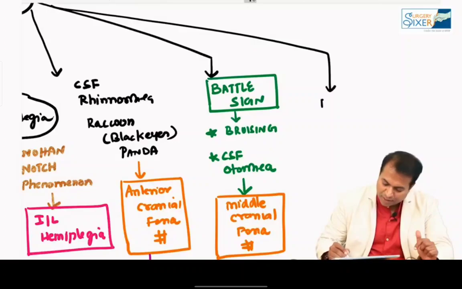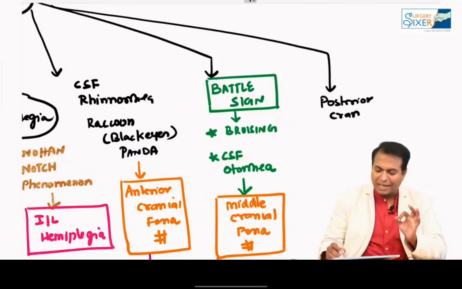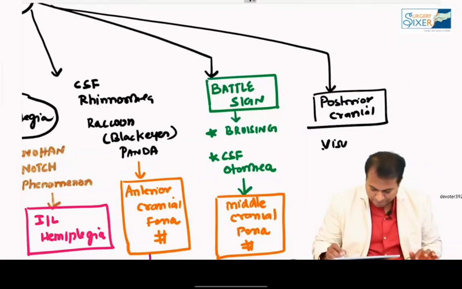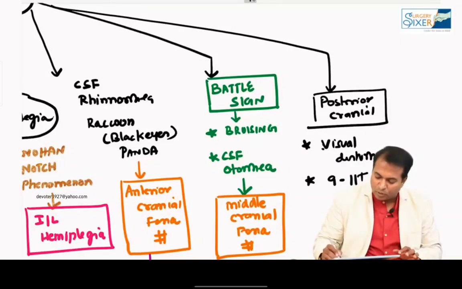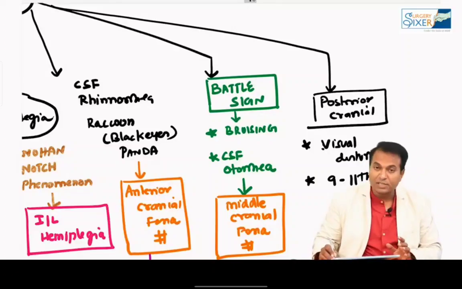Yes, there is one more fracture known as posterior cranial fossa fracture. In posterior cranial fossa fracture, the major disturbance we get is visual disturbance, and we get a syndrome of paralysis of cranial nerves 9 to 11 known as Vernet syndrome, which is also known as jugular foramen syndrome.